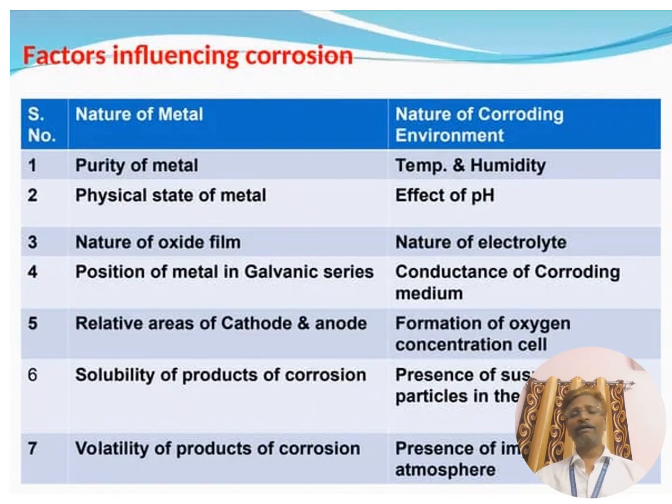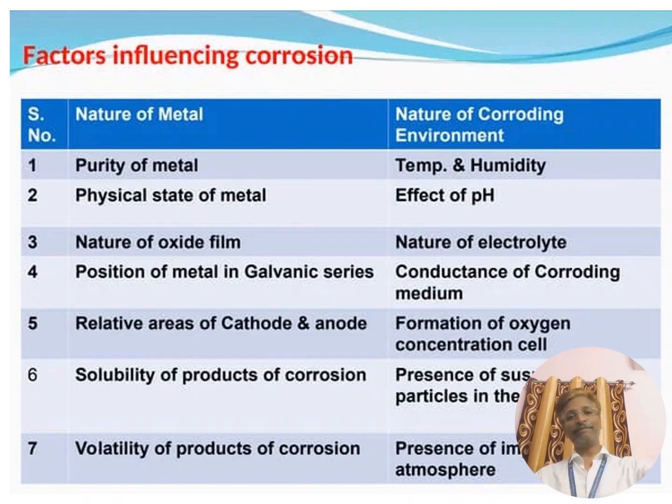Now, what are the major factors influencing corrosion? There are two major categories. One is based on the nature of the metal, and another one is the nature of the environmental conditions. So this is the broad classification of corrosion: what kind of metal we are using, and what environment your object is in.